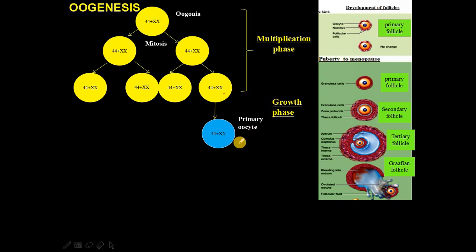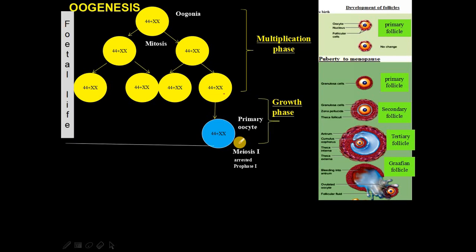Now, the primary oocyte undergoes meiosis 1 and gets arrested at prophase 1. This is also taking place during the fetal life. What is meiosis? We have already studied about mitosis, but what is meiosis?